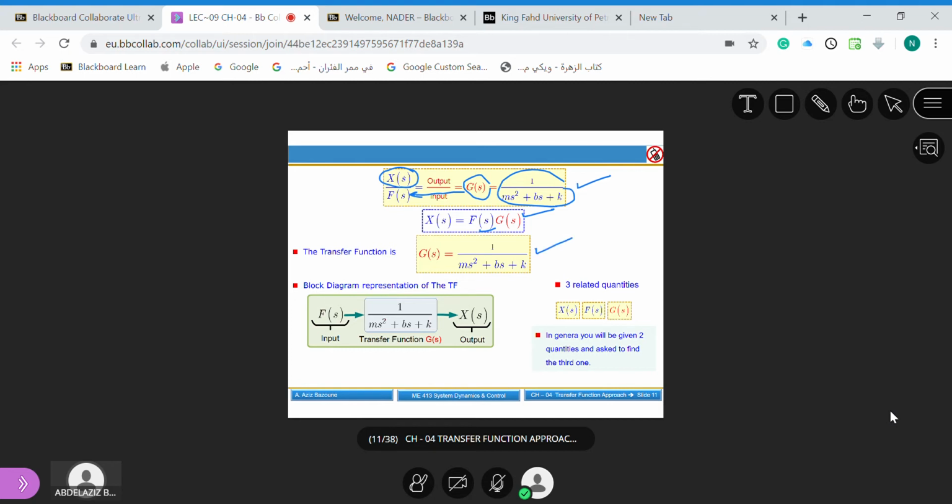So we have three quantities: the input F of s, the output X of s, and the transfer function that relates the output to the input. In general, we have three related quantities: X of s, the output, F of s, the input, and G of s. If we know two of these quantities, we will be able to know the third. Usually, we give you F of s and G of s, and we look for X of s, the output. What will be X of s for a given F of s and G of s?